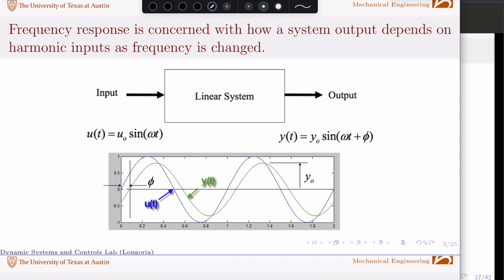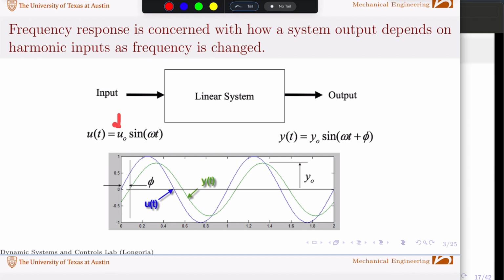So frequency response is basically what it is. You're putting in an input, and think of it as a sinusoidal input. And if this is a linear system, the nice thing about it is that the output will also be a sine wave, but there'll be changes, right?